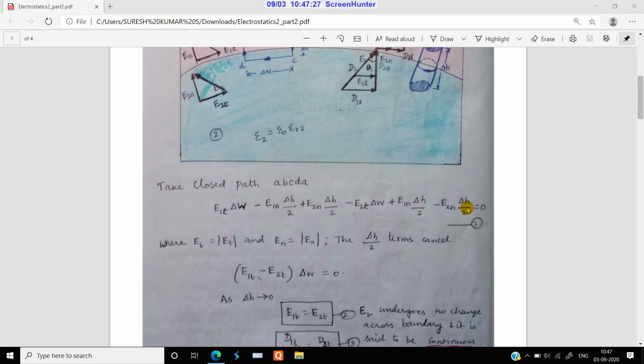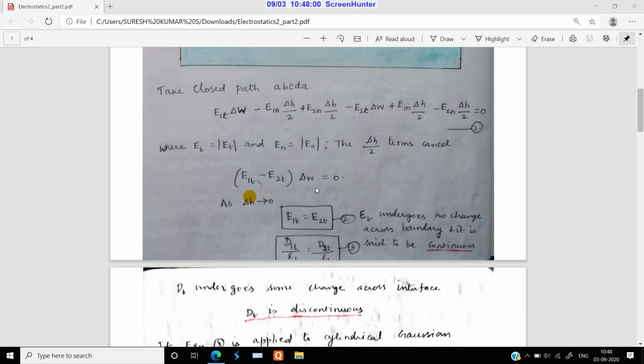From this equation we might have noticed that E1n del H by 2 has plus and minus terms, so they can be cancelled out. Also E2n del H by 2 and E2n del H by 2 have plus and negative terms, and we can also cut those terms. So the final result is (E1t minus E2t) into del W is equal to 0. We can conclude from this equation that E1t should be equal to E2t.